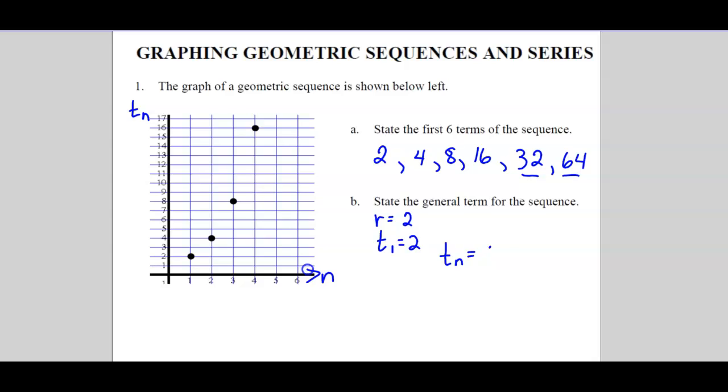So Tn will be 2 times 2 to the n minus 1. If the base and the leading coefficient, the initial value, are the same, we can simplify, right? Multiplying powers of the same base, you add the exponents.